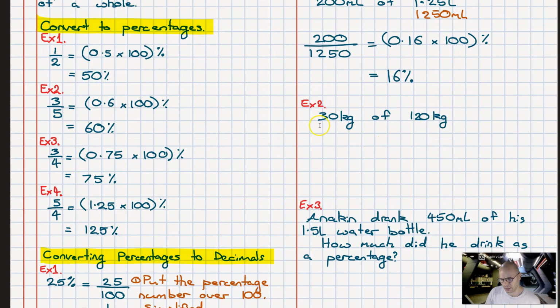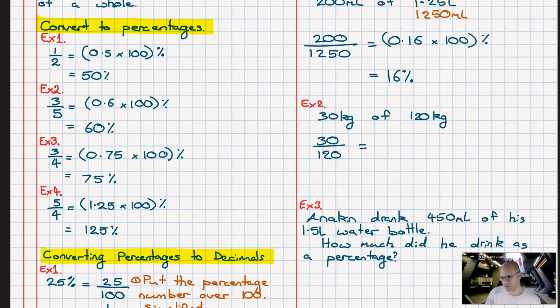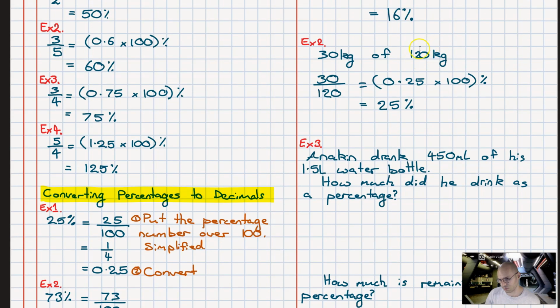Going down, we have 30 kilograms of 120 kilograms. So example 2, both of these quantities are in kilograms, and the 30 kilograms is the portion of the whole 120 kilograms. So finding the percentage that 30 is of 120, we go 30 divided by 120, putting it in the calculator. FD or SD, 0.25. 0.25 multiplied by 100, percentage sign goes at the back. Then multiplying 0.25 by 100, we get 25%. So 30 kilos is 25% of 120 kilos, I should say.